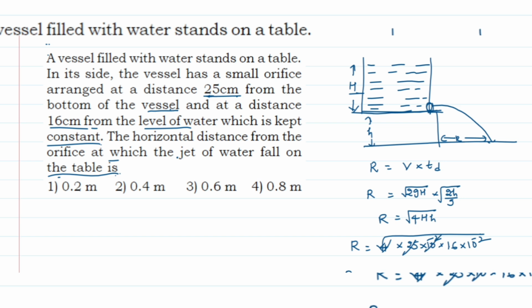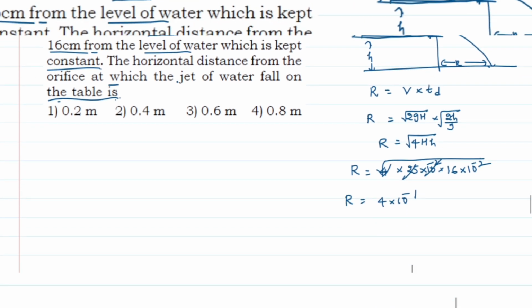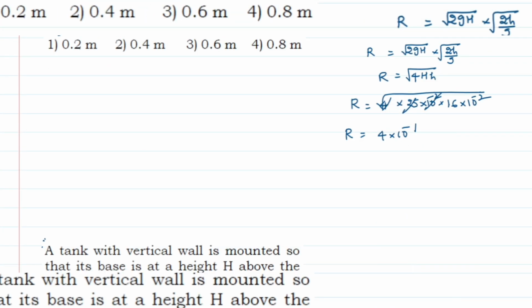This 100 and 10 power minus 2 gets cancelled. Square root of 16 means 4 will be getting into 10 power minus 1. 4 into 10 power minus 1 in the sense here will be getting as 0.4 meters. So this is the range value you are getting, 0.4 meters. So second one is the correct answer.